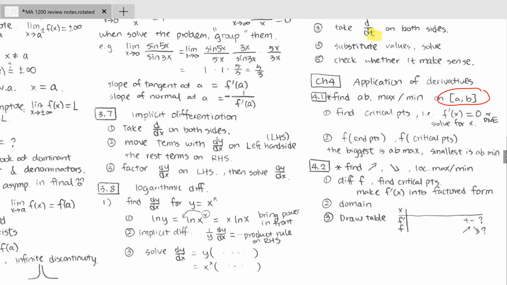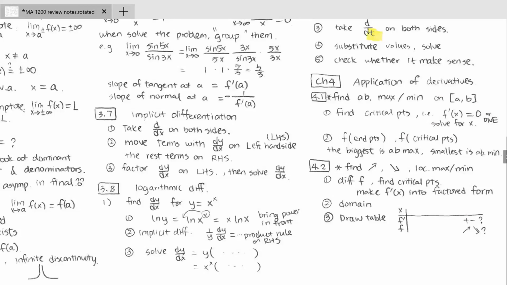First, we want to find the derivative, and then we find the critical points, i.e. we set the derivative equal to 0. If the derivative is a quotient, we set the numerator equal to 0 and the denominator equal to 0 to find the critical points. Okay, and then we plug the endpoints of the interval into our function, and we plug the critical points into our function, and then we compare them. So among those values, the biggest is the absolute maximum value, and the smallest is the absolute minimum value.